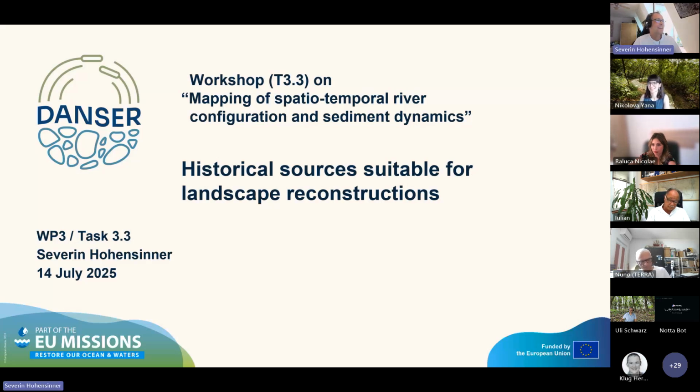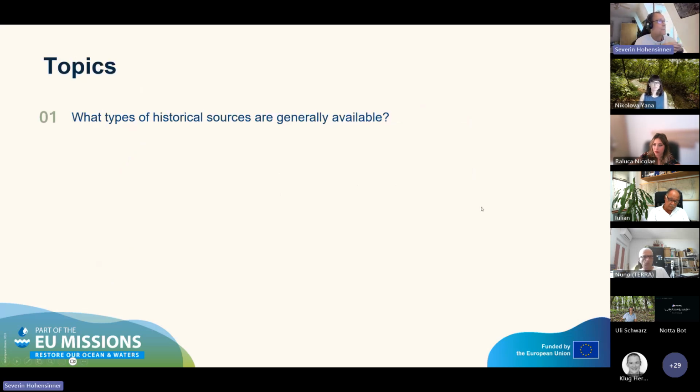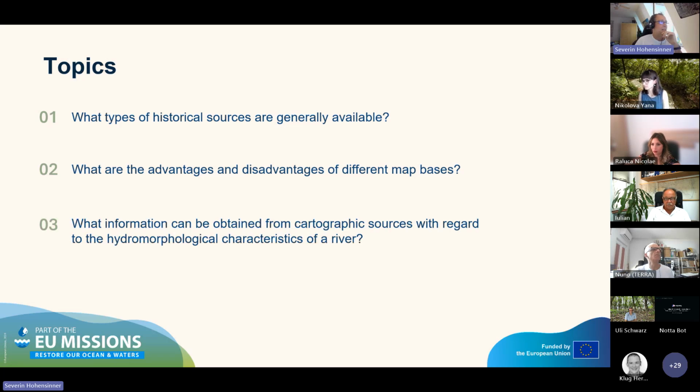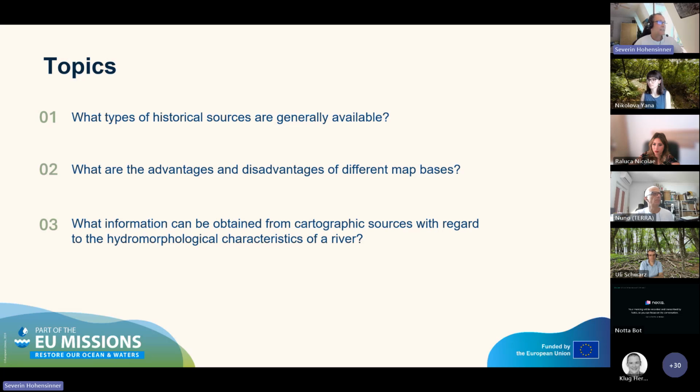Okay, now let's go to the data sources we usually use. Here are topics: what types of historical sources are generally available, what are the advantages and disadvantages of different map bases, and what information can be obtained from cartographic sources with regard to the hydromorphological characteristics of a river.